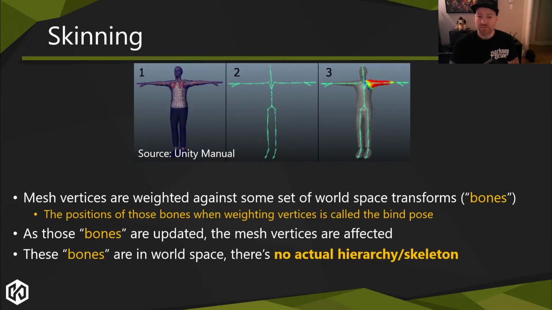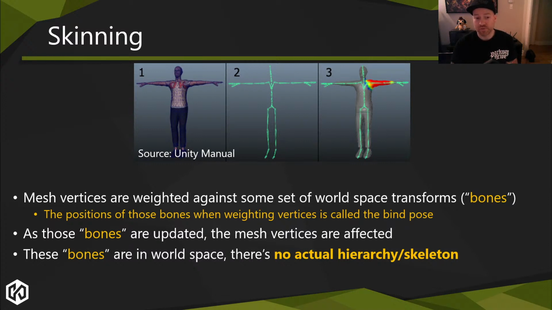Skinning is the foundation of a lot of the animation stuff, because what we do in games is fundamentally just deforming a mesh to fake motion. And how that's built is that we have a set of positions. These are the bones, that's why they're in inverted commas. They're basically just world space transforms.